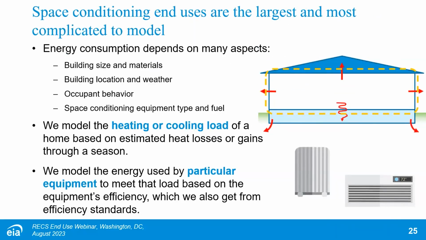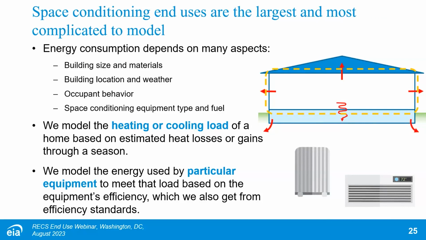So at the top of our hierarchy are the space conditioning models, and these are the largest and most complicated to model. The energy consumption clearly depends on many aspects, like the building size and what it's made of and where it's located and the weather that is experienced. It depends on its occupants' behaviors, choices, and ultimately the space conditioning equipment that is in place and what fuel it uses to achieve its space conditioning.